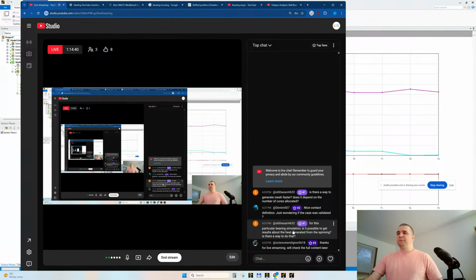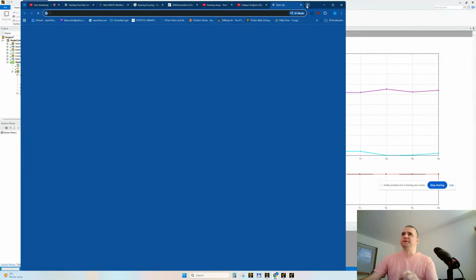For this particular bearing simulation, is it possible to get results about the heat generated from the spinning? Is there a way to do that? This is a very nice question. And yes, there are ways, but this is pretty complex. In order not to, let's say, prove that I'm bullshitting you, I would show you at least one way. Let's look here.